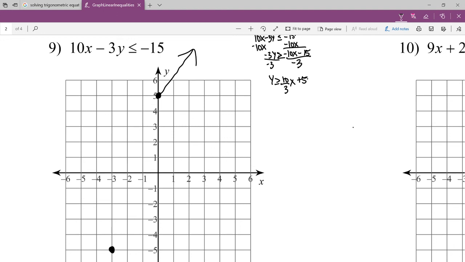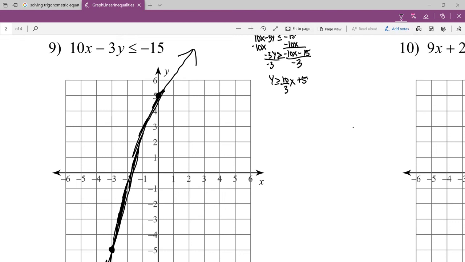Try my best to do this one. Something like that. I wish this feature still had a ruler in it. I don't know why they might have taken it off.